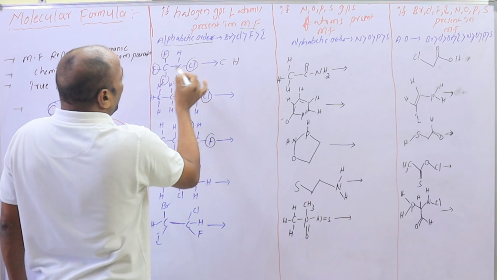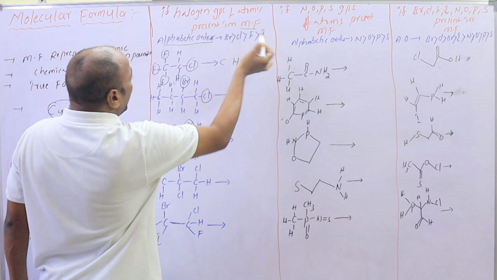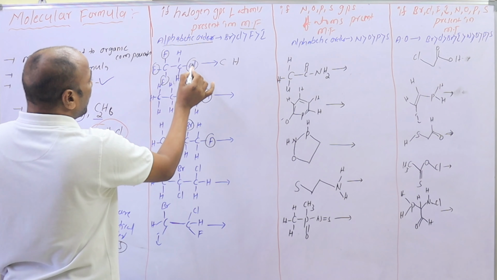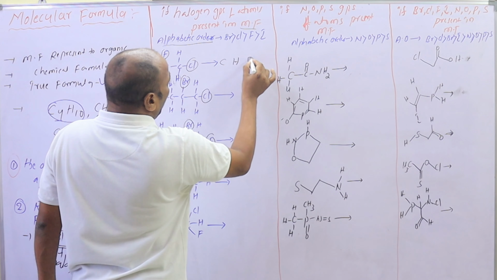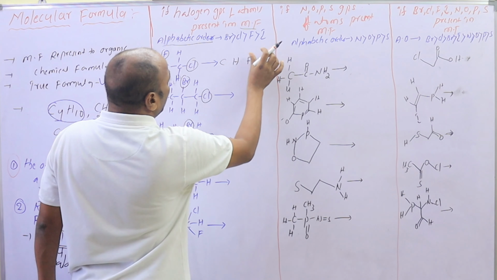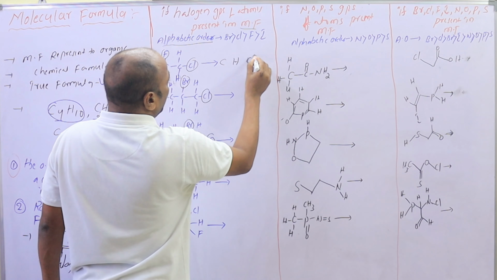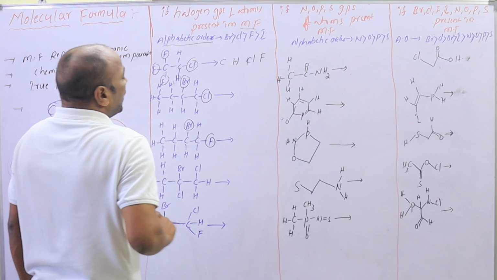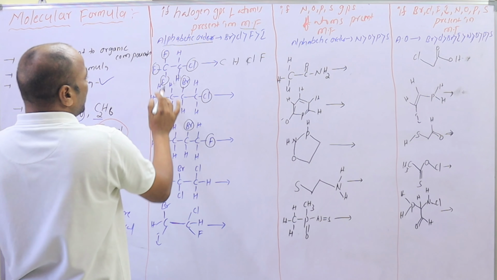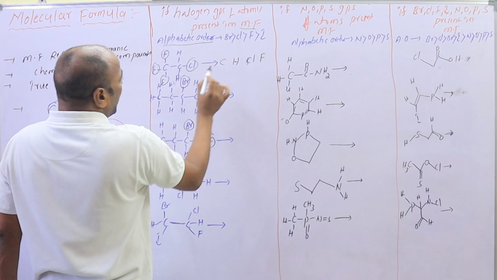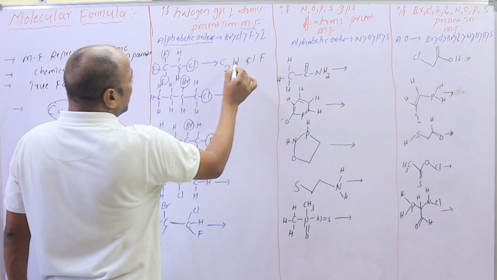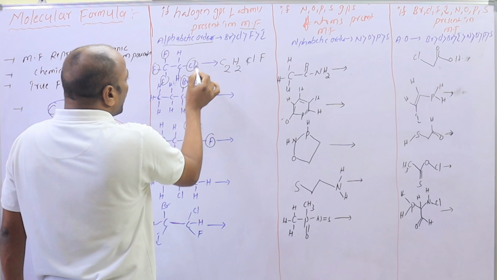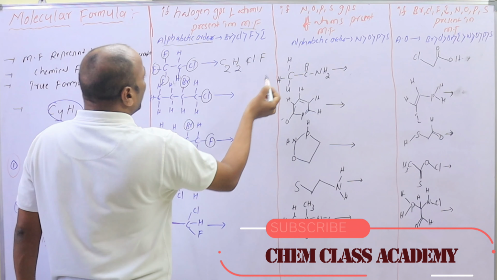Next, follow the alphabetical order: bromine, chlorine, fluorine, iodine. In this molecule, fluorine and chlorine are present. So follow the alphabetical order: chlorine and fluorine. Then give the numbers. How many carbon atoms? 2 carbon atoms. And hydrogen 2, chlorine 1 and fluorine 3.